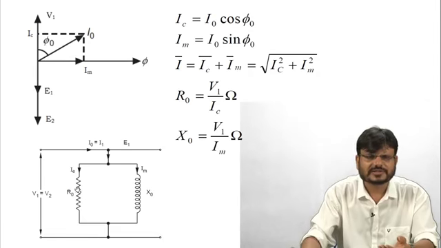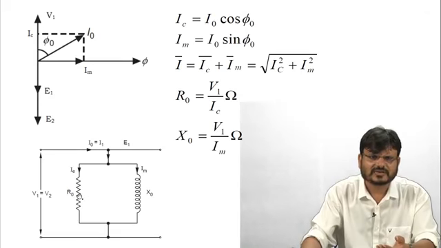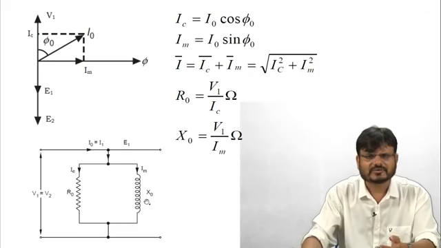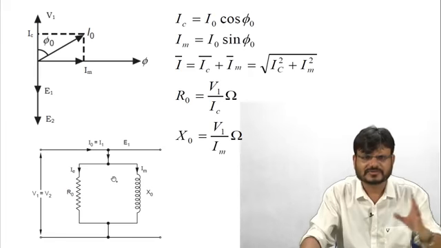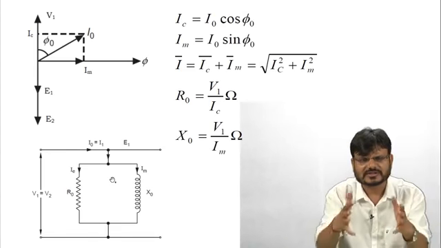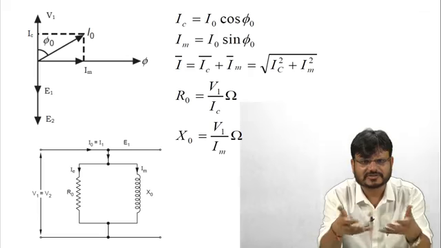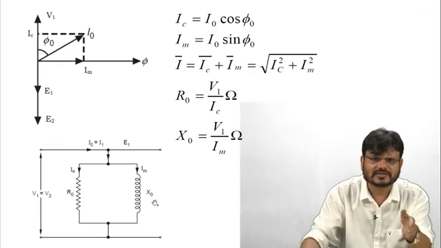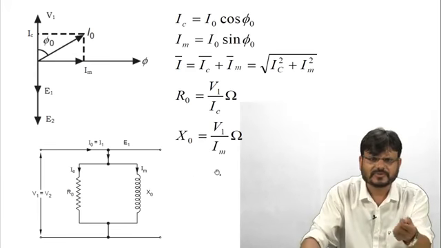Now if you are interested to calculate the no load resistance R naught, what is R naught? The applied voltage V1 is the voltage across this point and this point. So R naught can be written as V1 divided by IC. And what is the value of X naught? X naught is equal to V1, because the parallel voltage across both R naught and X naught is the same. So X naught is V1 upon IM.